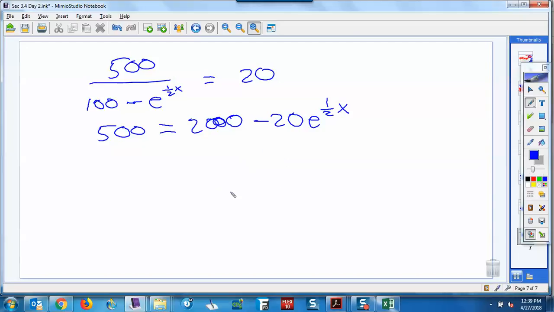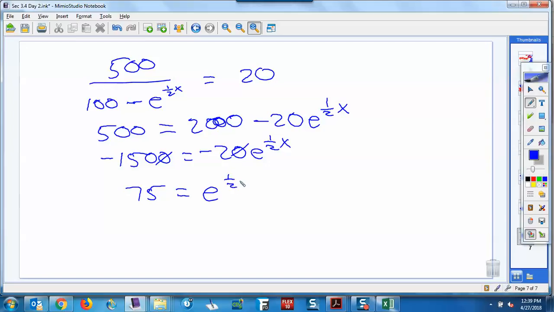Then what? Subtract 2,000. So negative 1,500 equals negative 20 e to the 1/2 x. Okay? Then what? Divide by negative 20, which you get rid of a 0, and then 150 divided by 2 is 75, and it would turn positive, and we would have e to the 1/2 x.